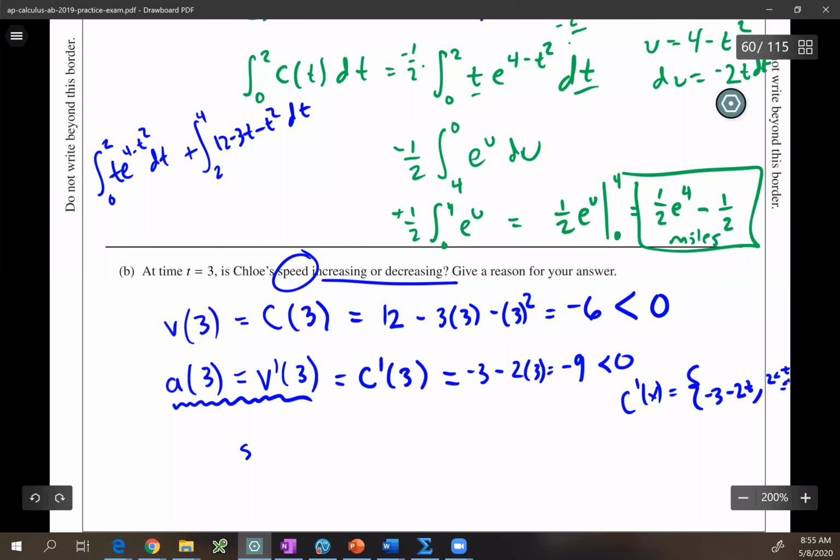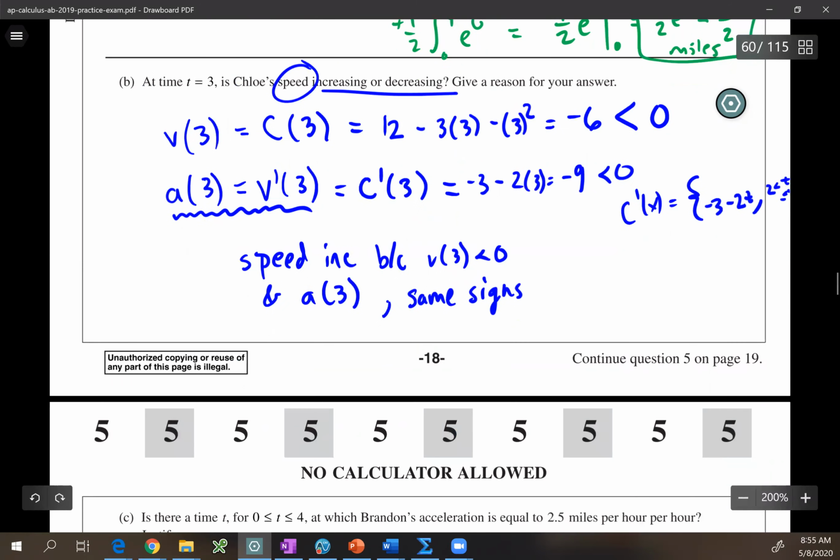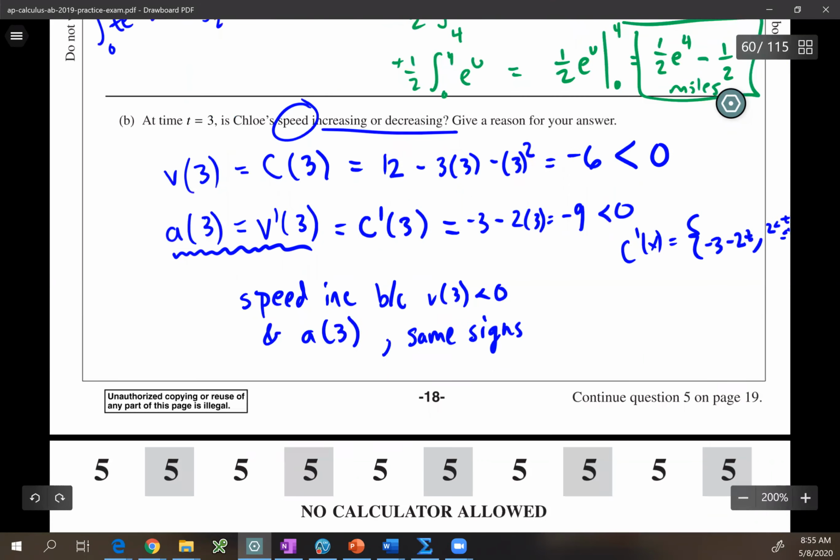So we can say the speed is increasing because V of 3 was less than 0 and A of 3 was less than 0. Same signs. That's simple enough. Okay. So we really want to make sure we know how to do this one.